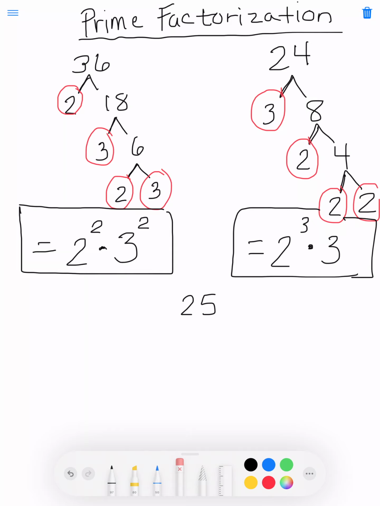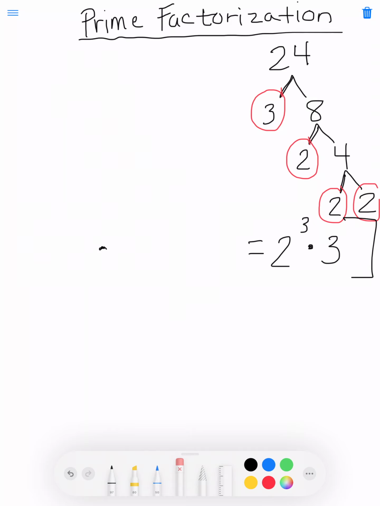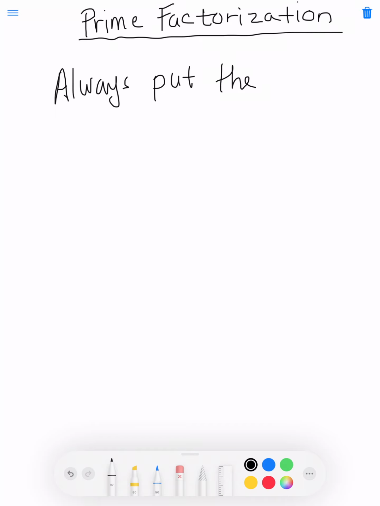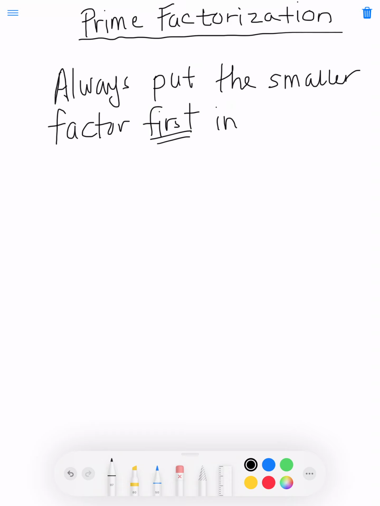So I'm going to remove all of this. So this would just be underneath what you just wrote. Okay. So the things to remember are, always put the smaller factor first in the solution. And the solution meaning the answer.